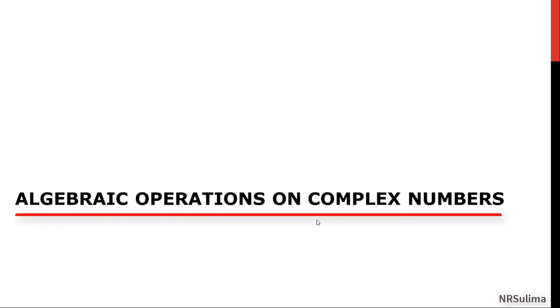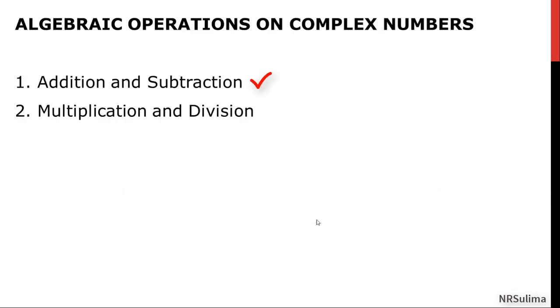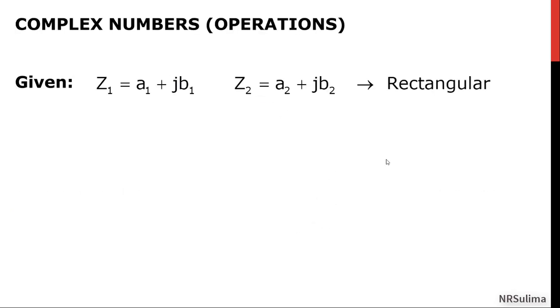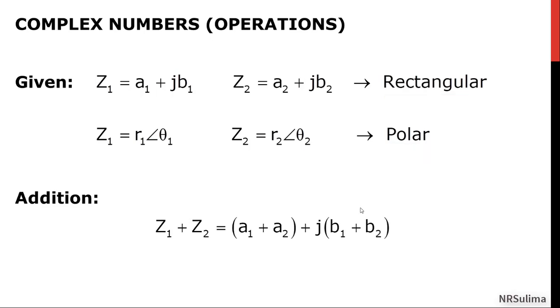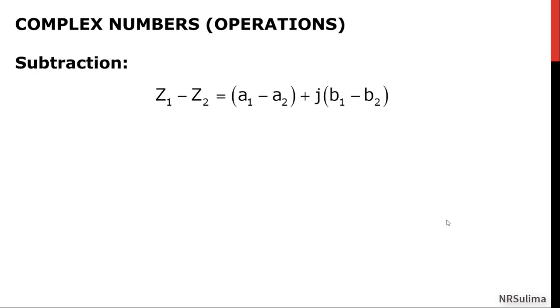Now we proceed to algebraic operations on complex numbers. That is addition, subtraction, multiplication, and division. Suppose we have two complex numbers, z1 and z2 in rectangular form with their corresponding polar forms. If you want to add two complex numbers, z1 plus z2, just simply add the real parts and the imaginary parts. For subtraction, z1 minus z2 is equal to the difference between the real parts and the difference between the imaginary parts.